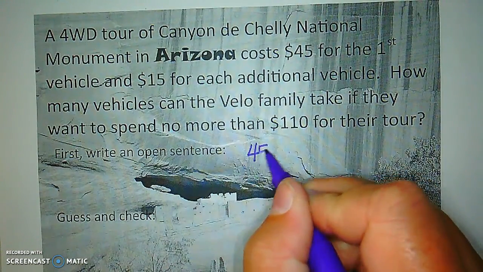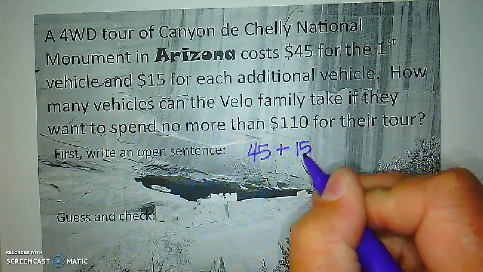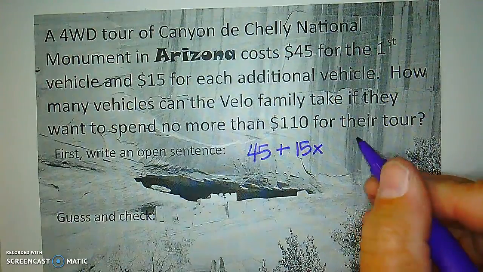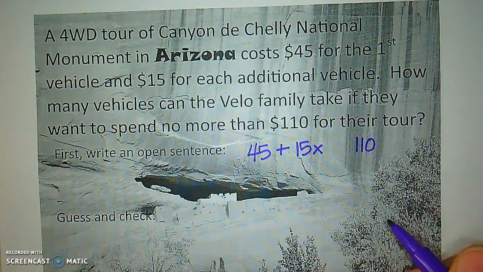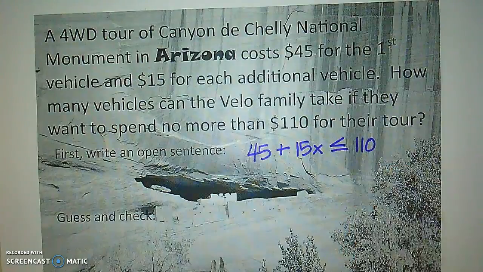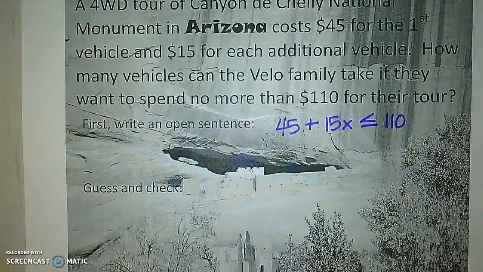We know the first vehicle is $45. And it costs $15 for any extra vehicles. And we know that the $110 is their maximum. So whatever this is, it should be less than or equal to it. There's our sentence. Now we may want to do some guessing and checking.